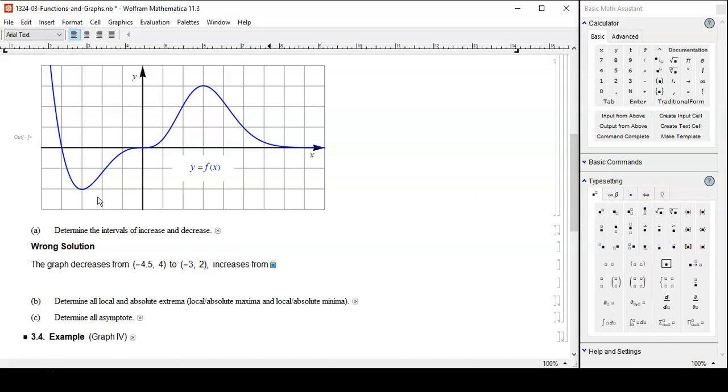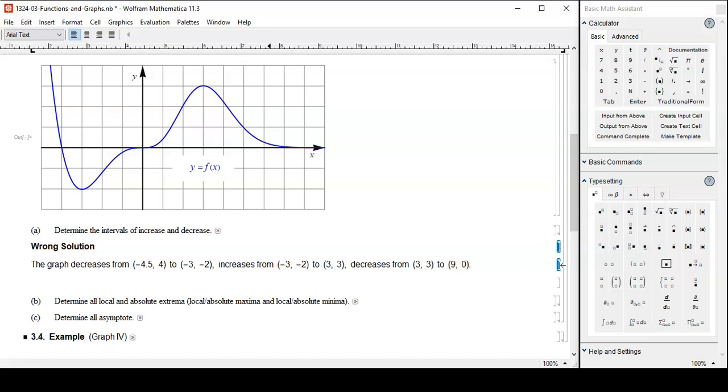Increases from this point, negative 3, comma 2, to negative 3, comma negative 2. This point right here, negative 3, comma negative 2, to 3, comma 3, this point, and then decrease again to 9, comma 0, kind of like this.